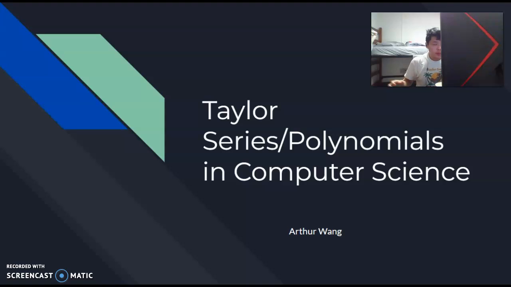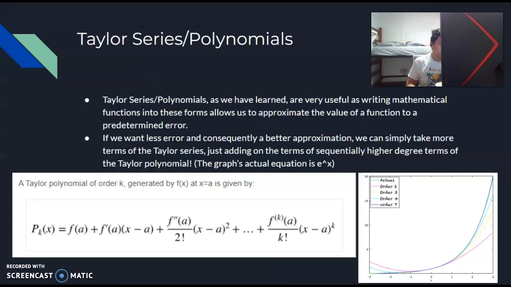So, this is my presentation on how Taylor series and polynomials can be applied to computer science. Taylor series and polynomials, as we have learned, are very useful, as writing mathematical functions into these forms allows us to approximate the value of a function to a predetermined error. If we want less error and consequently a better approximation, we can simply take more terms of the Taylor series, just adding on the terms of sequentially higher degree terms of the Taylor polynomial.